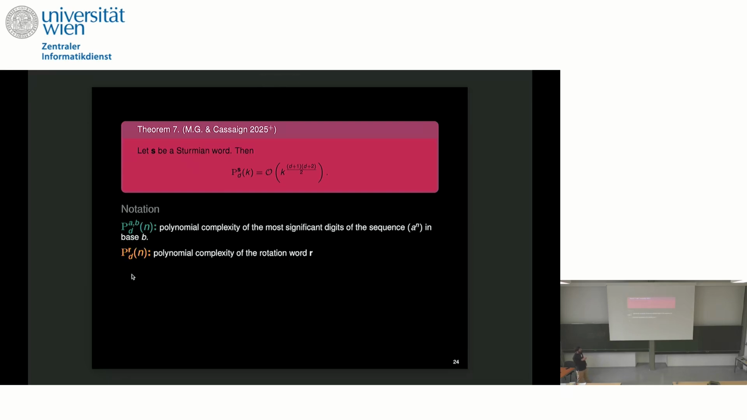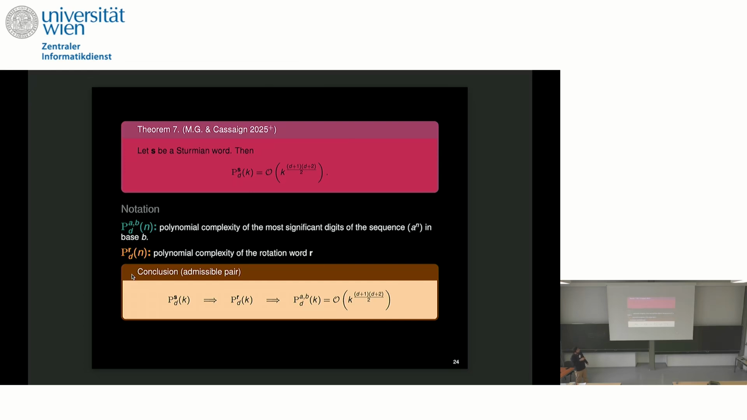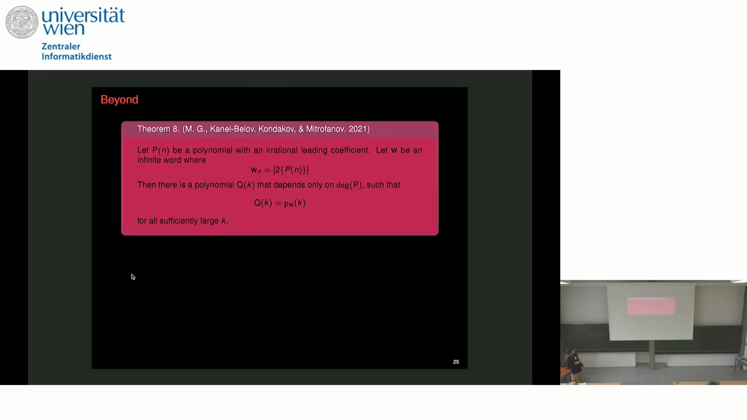Let's have one notation. We have a polynomial complexity of the most significant digits, and for rotational words. Actually, if we are proving it for a Schumann word, it's like we are finding it for rotation words. So we can say that the polynomial complexity of the most significant digits of a to the power n should be, for admissible.